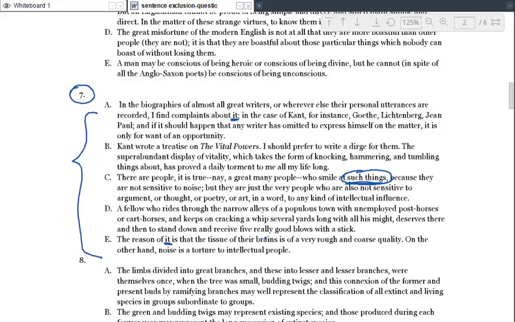Now look at this here. I will start with the opening sentence. Kant wrote a treatise on the vital powers. Now this is basically the name of a book, right? Kant wrote a treatise on the vital powers. I should prefer to write a dirge on them. On what? On the vital powers.